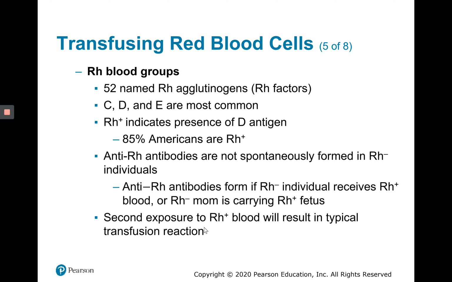So that positive or negative that you see next to the ABO blood groups is saying either a person does, positive, or does not, negative, have this D antigen. And remember, the D antigen is an Rh blood group or factor. Anti-Rh antibodies are not spontaneously formed in Rh negative individuals. So that means, unlike the ABO blood groups, you're not going to have pre-formed antibodies against Rh positive or this Rh antigen.